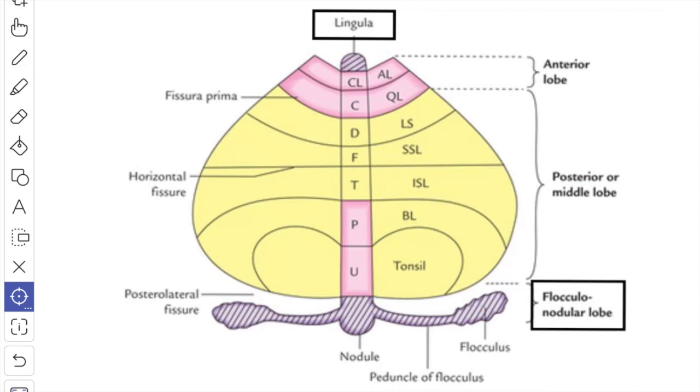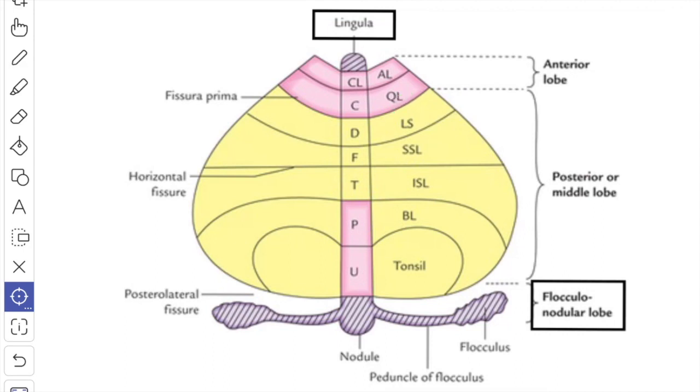Next we'll see the subdivisions of the cerebellum. Anatomical subdivisions. Anatomically, the cerebellum is divided into three lobes: the anterior lobe, the posterior or middle lobe, and the flocculonodular lobe. The anterior lobe lies on the superior surface anterior to the fissura prima.